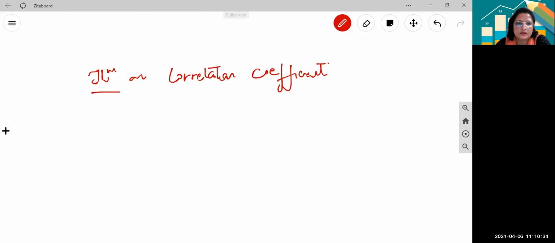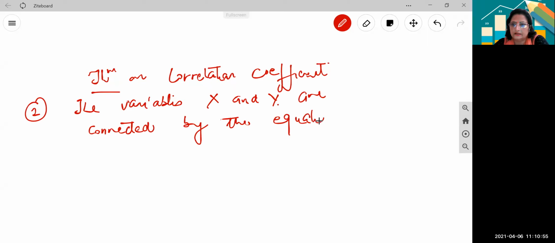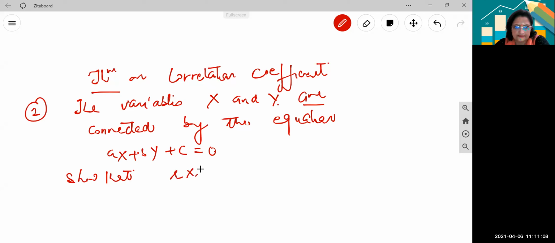Right? So here is number one. Number one theorem is: suppose the variables x and y are connected by the equation ax plus by plus c is equal to 0. What to show? Show that the correlation between them, rxy, is giving the two values -1 and 1.